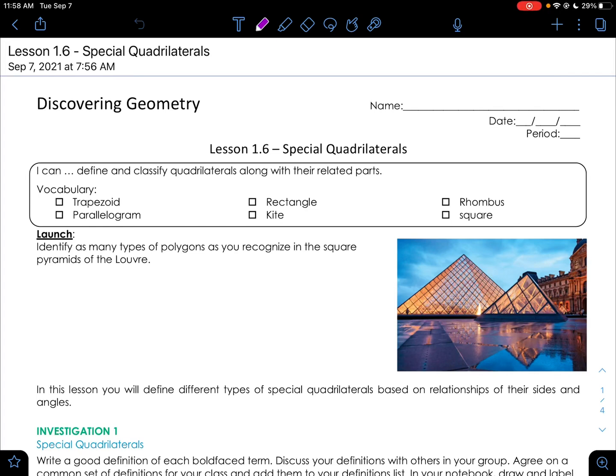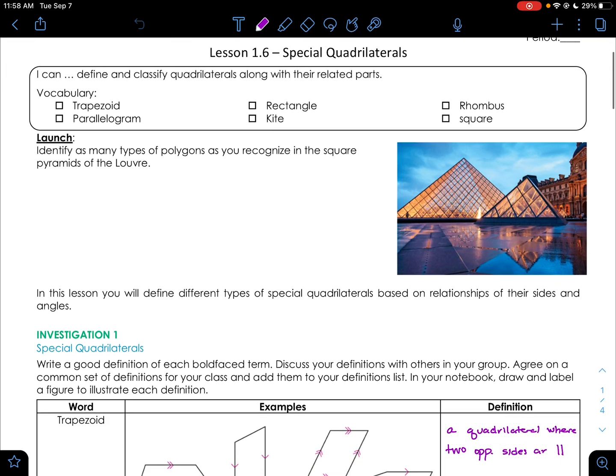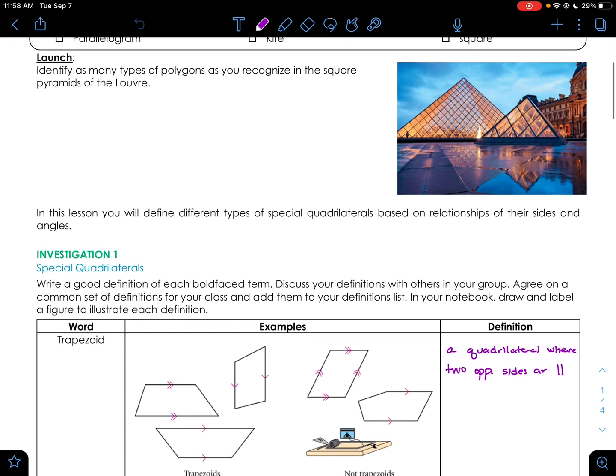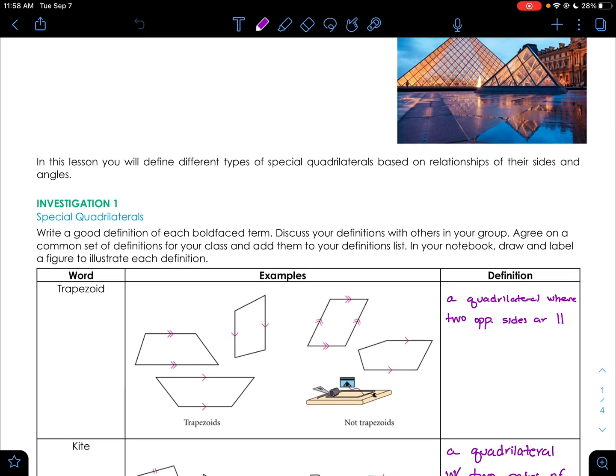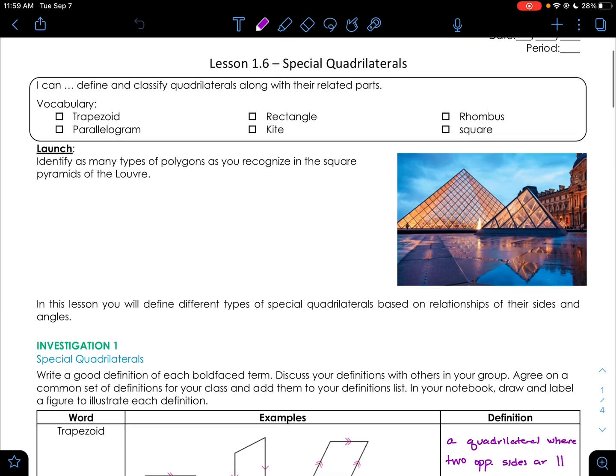In this lesson, we take a look at different special types of quadrilaterals. One thing to make sure we understand is that in this lesson, all of these shapes are going to be four-sided. What we did in class is we looked at this investigation, and I had you go through and try to come up with definitions on your own.